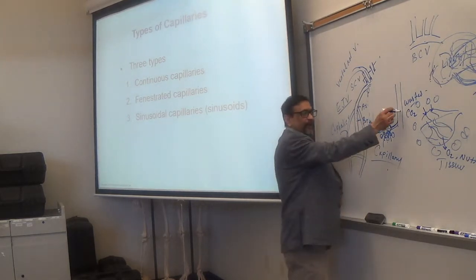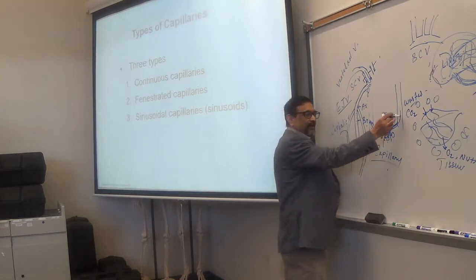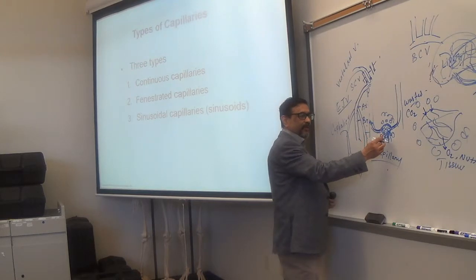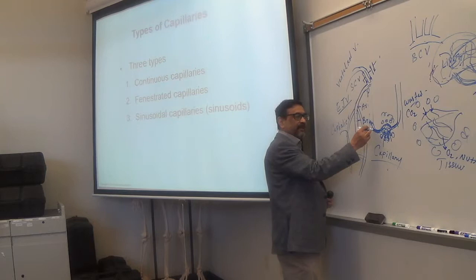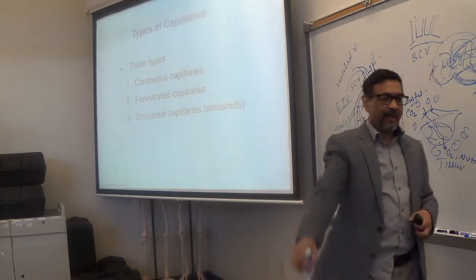So oxygenated blood comes from the artery to the capillary system. Oxygenated blood gives oxygen to the tissue, receives carbon dioxide, becomes deoxygenated, and deoxygenated blood enters into the veins. Okay? Veins will take the blood to the heart.